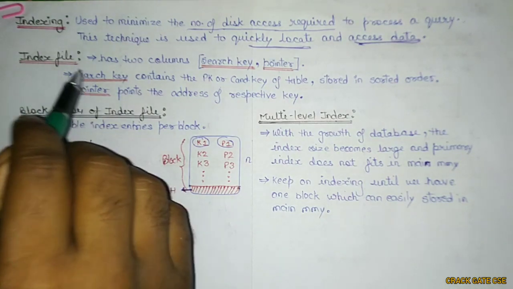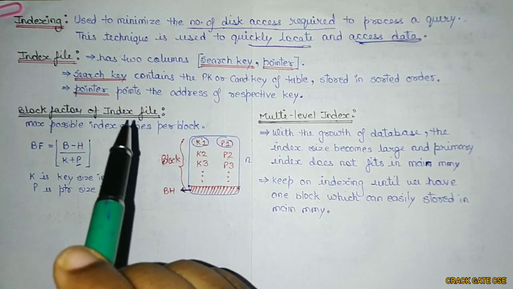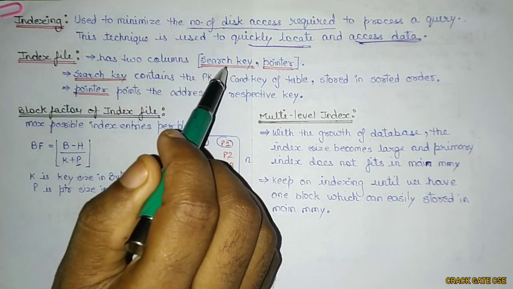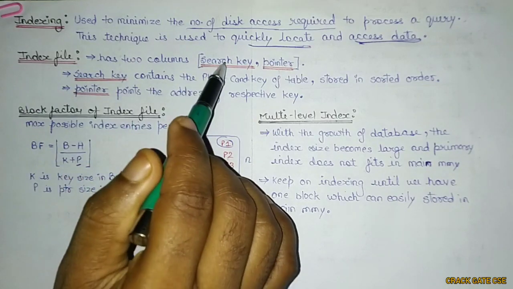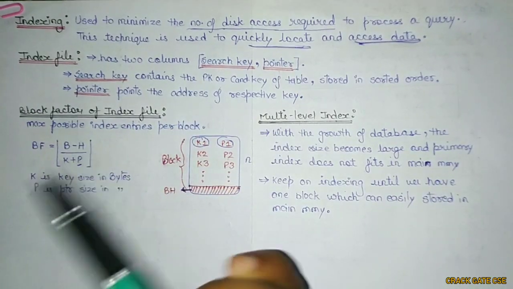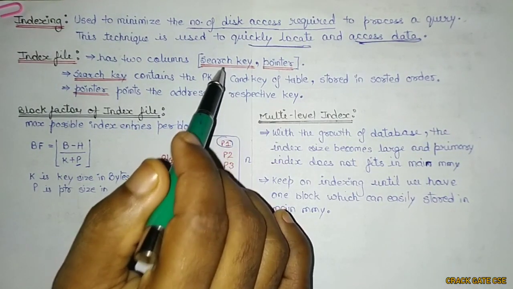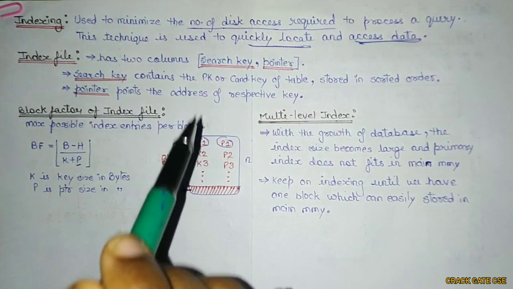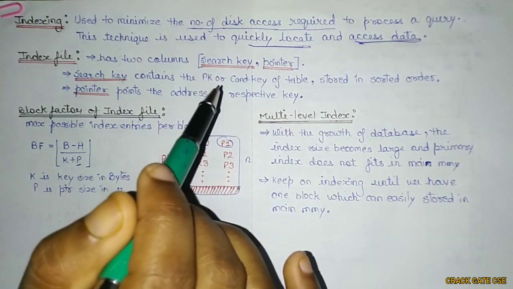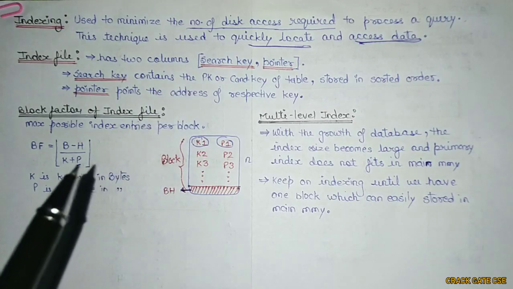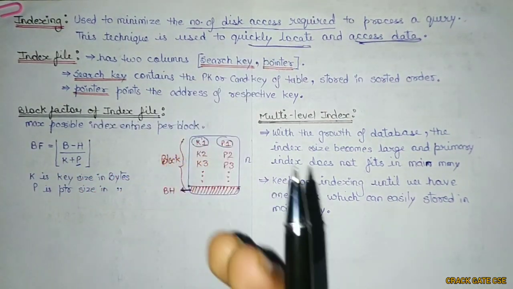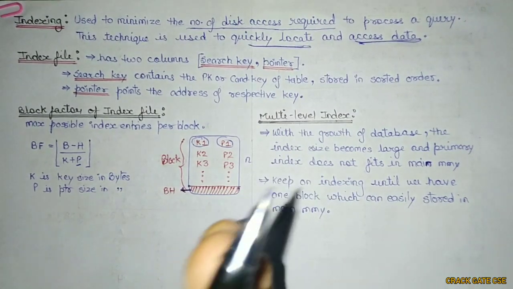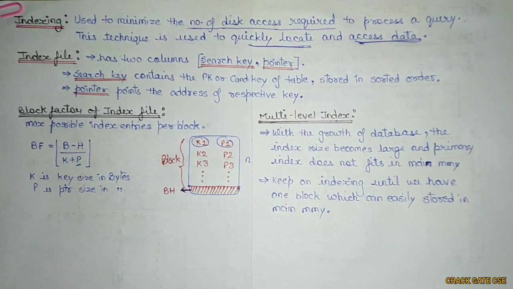What is an index file? So an index file will be having two entries, two columns. One is search key, another one is pointer. So this search key is nothing but the primary key or the candidate key of a table which is stored in a sorted array. So the indexing is possible only if the key is stored in a sorted array. And this pointer points to the address of the respective key or the block of the respective key, right?